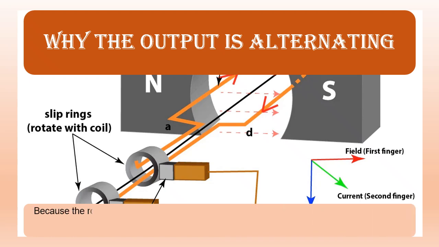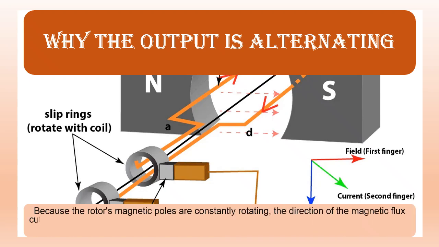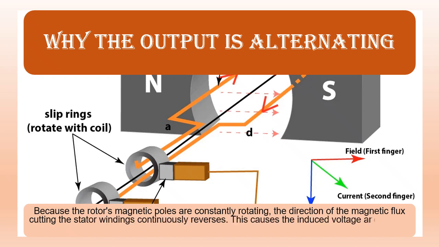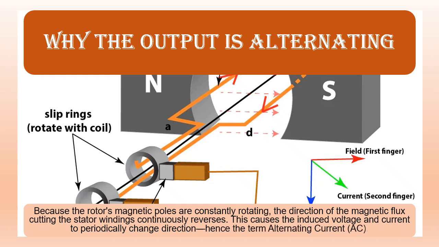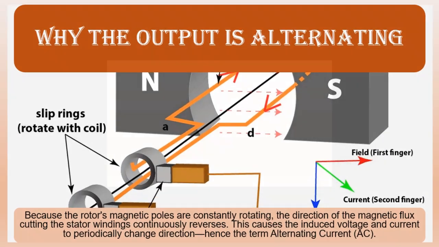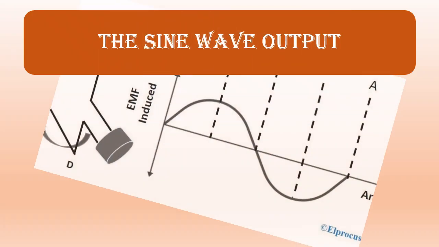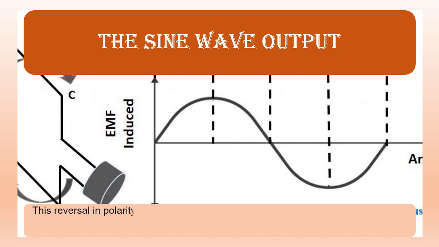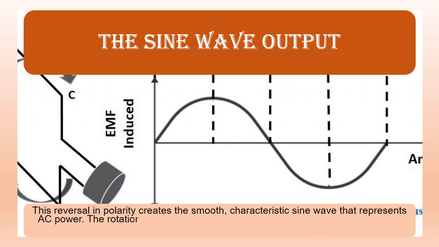Why the output is alternating. Because the rotor's magnetic poles are constantly rotating, the direction of the magnetic flux cutting the stator windings continuously reverses. This causes the induced voltage and current to periodically change direction, hence the term alternating current, AC. The sine wave output. This reversal in polarity creates the smooth, characteristic sine wave that represents AC power.